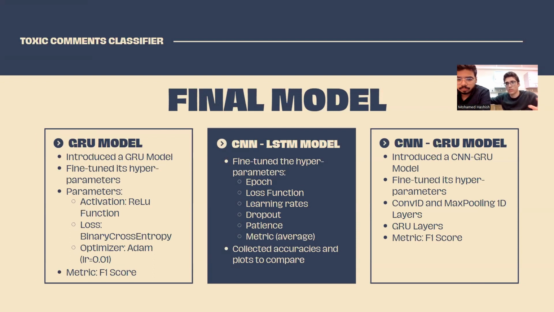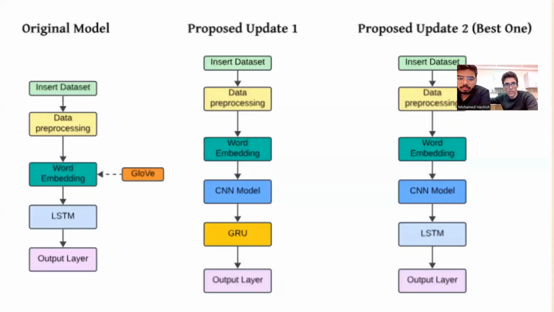This is a combination between the CNN and the GRU model, and we fine-tuned its hyperparameters, and we used convolution and max pooling 1D layers. Why 1D? Because it's text, it's only one dimensional, and we've added GRU layers, and we also use the same metric, which is the F1 score.